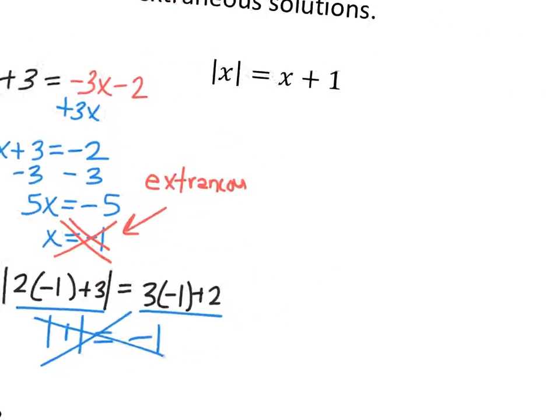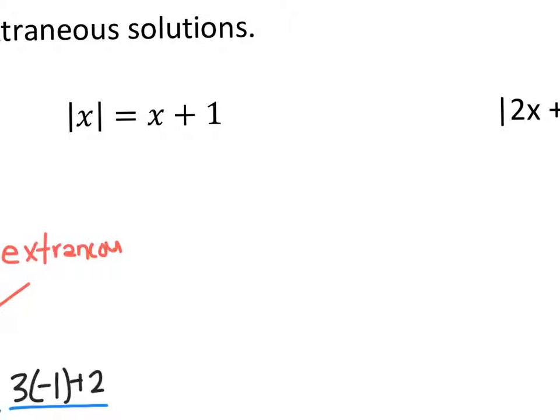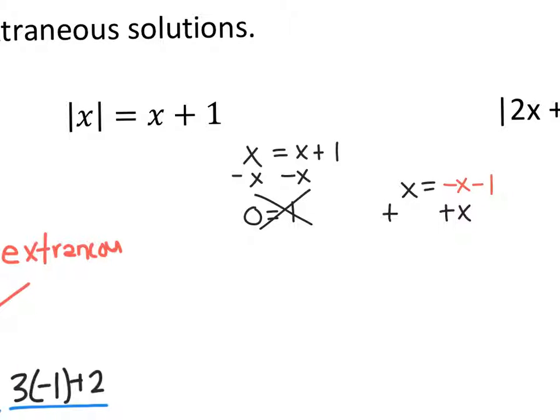Okay, for the second one, again I'm going to break it up into two parts. So I have x equals x plus 1, or x equals negative x minus 1. Solving for x, subtract x from each side, I get 0 equals 1, which doesn't come up with a solution. That would be no solution. And then solving over here, I'm going to add x, and I get 2x equals negative 1. So x equals negative 1/2.